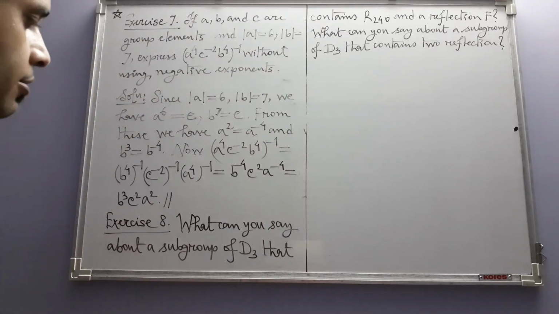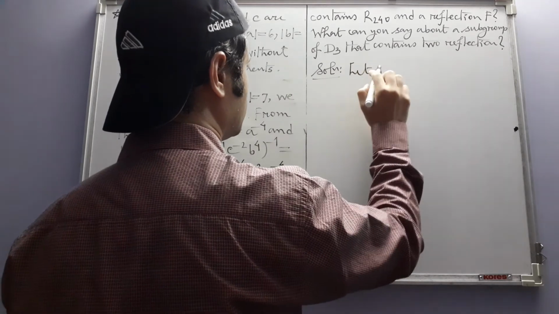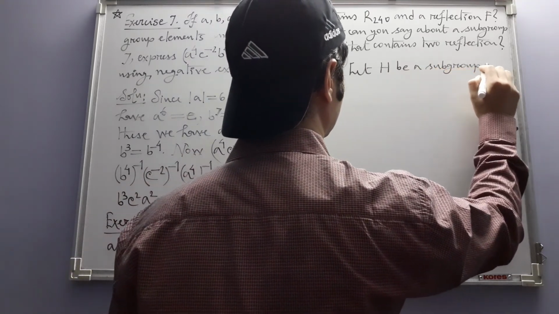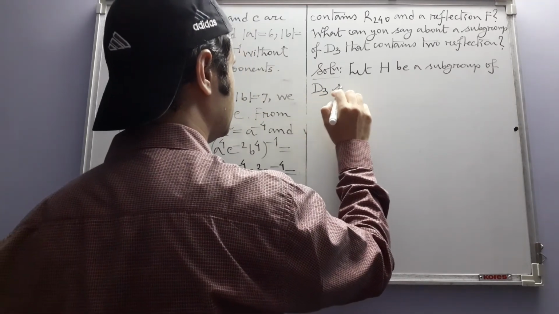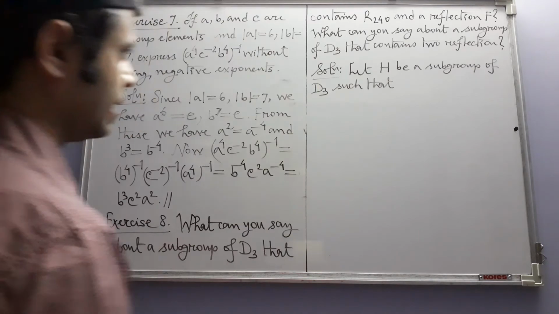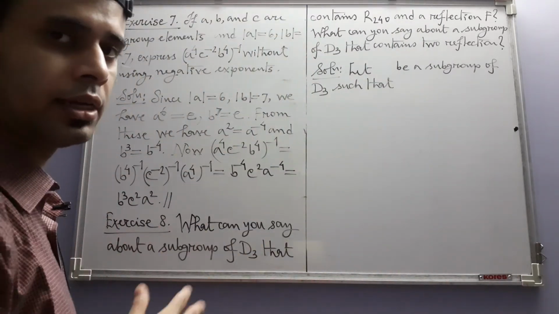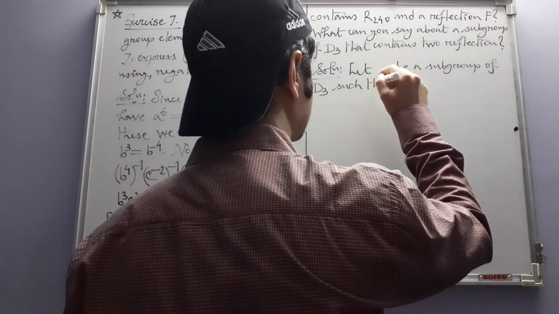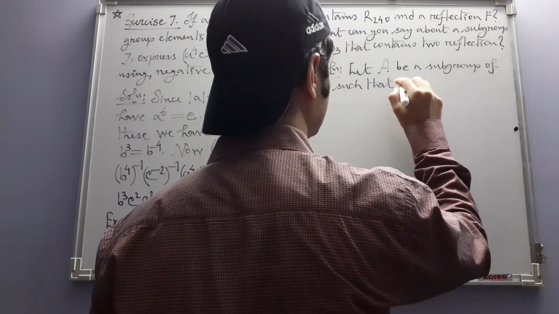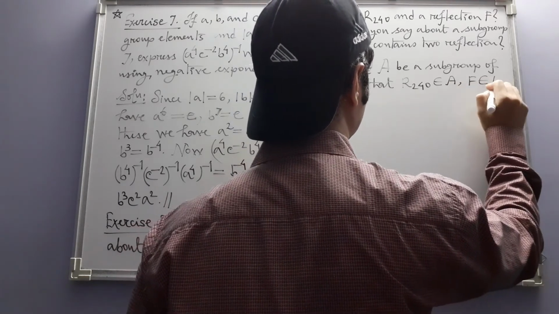Subgroups of the dihedral group D3. Okay. Let H be a subgroup of D3 such that, can we take some other symbol, because H and F and R have already been used for elements. So let us take A such that R240 belongs to A and some reflection also belongs to A.